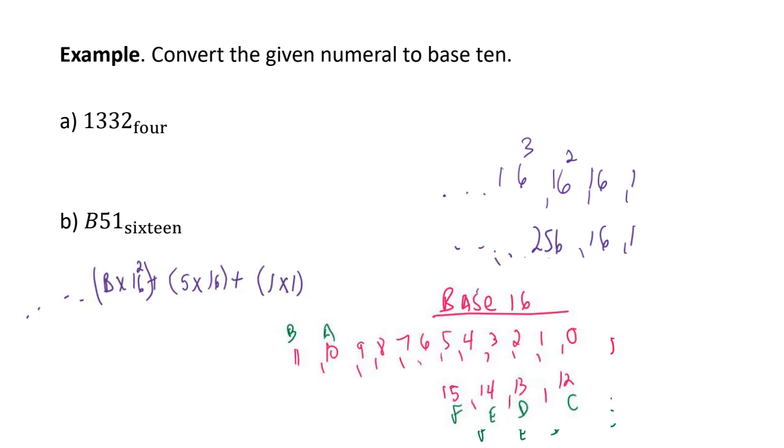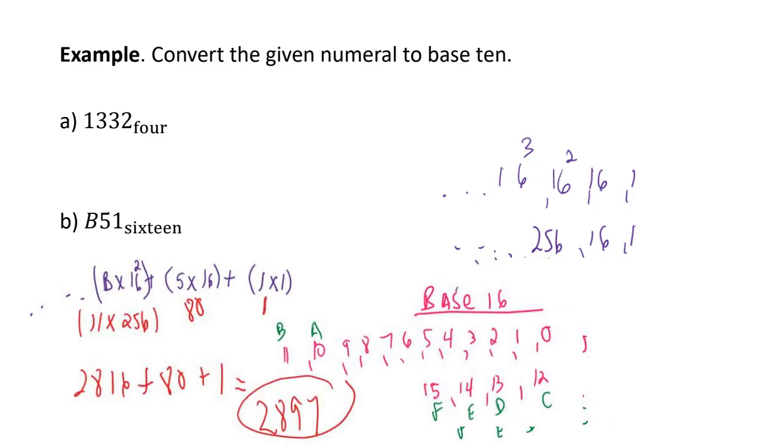Now, as I mentioned, the symbols that you can use are 0, 1, 2, 3, 4, 5, all the way until 9. And then after 9, we have 10, which is represented with the symbol A, and 11, which is B. So I'm going to need to convert that B into 11 to multiply it by 16 squared. So 11 times 256, that's 2816, plus 5 times 16, that is 80, plus 1. So I add these 3 numbers, and my total sum is 2,897.